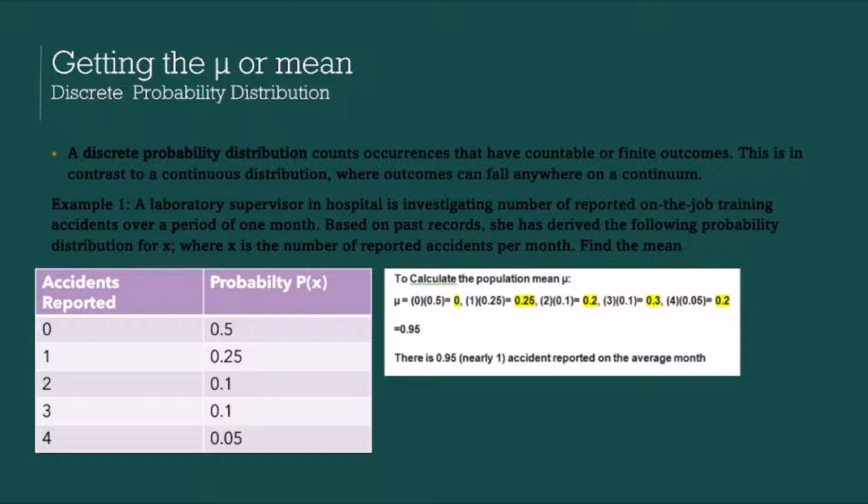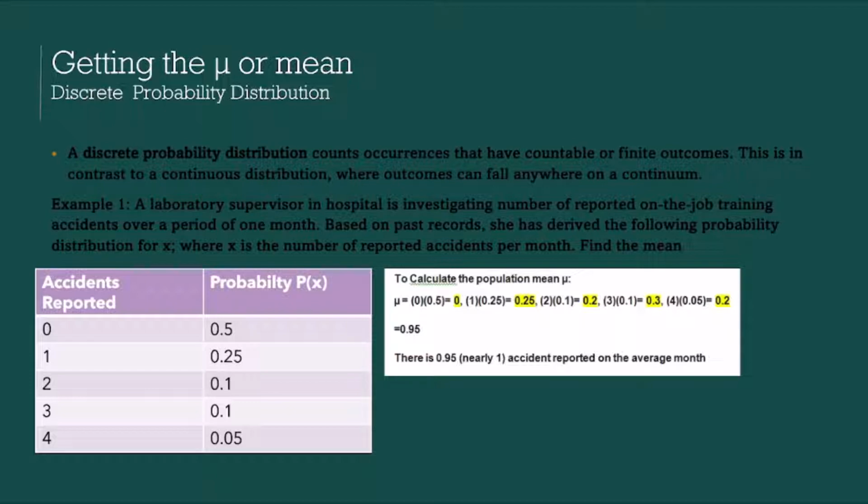Now, what is a discrete probability distribution? A discrete probability distribution counts occurrences that have countable or finite outcomes. It is in contrast to a continuous distribution where outcomes can fall anywhere on a continuum.